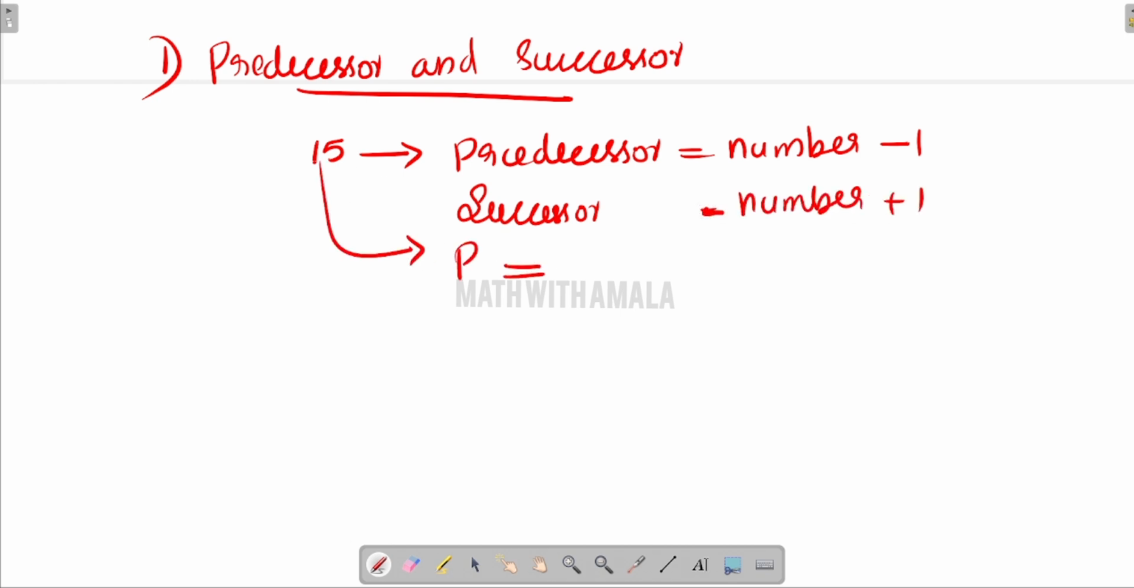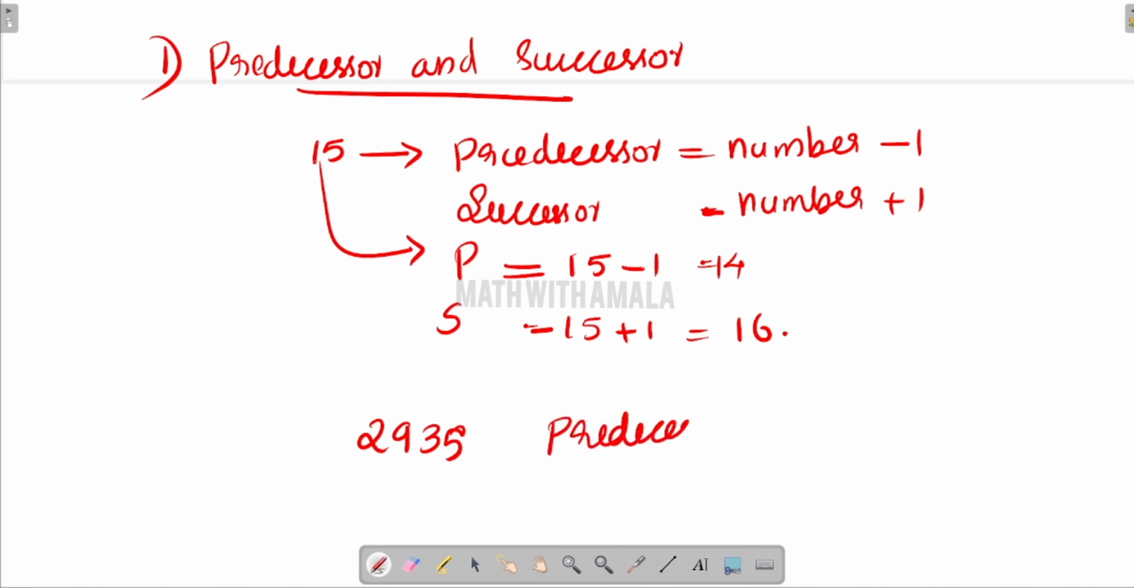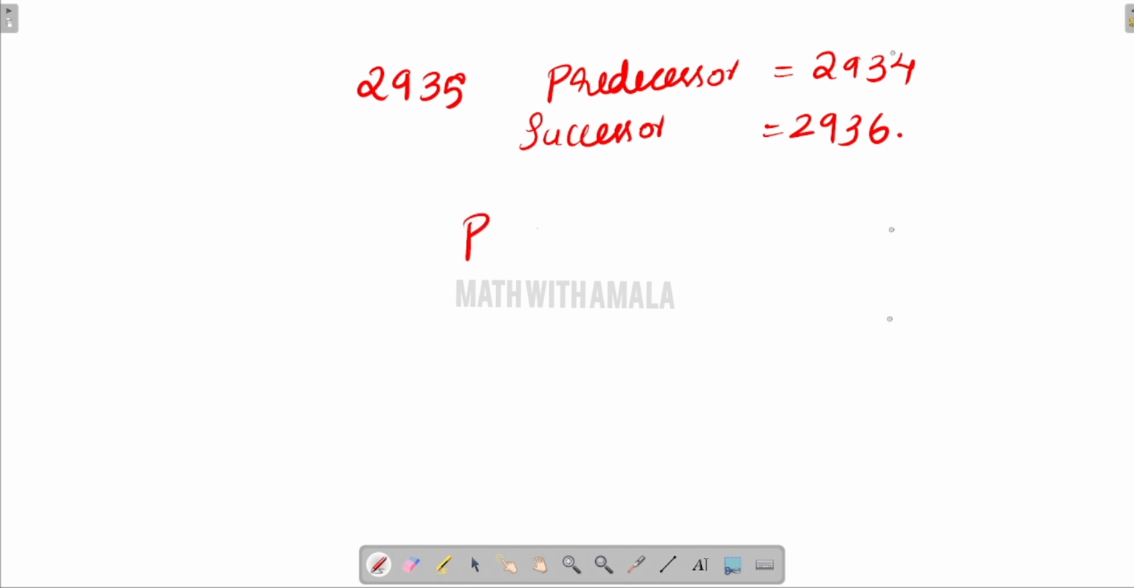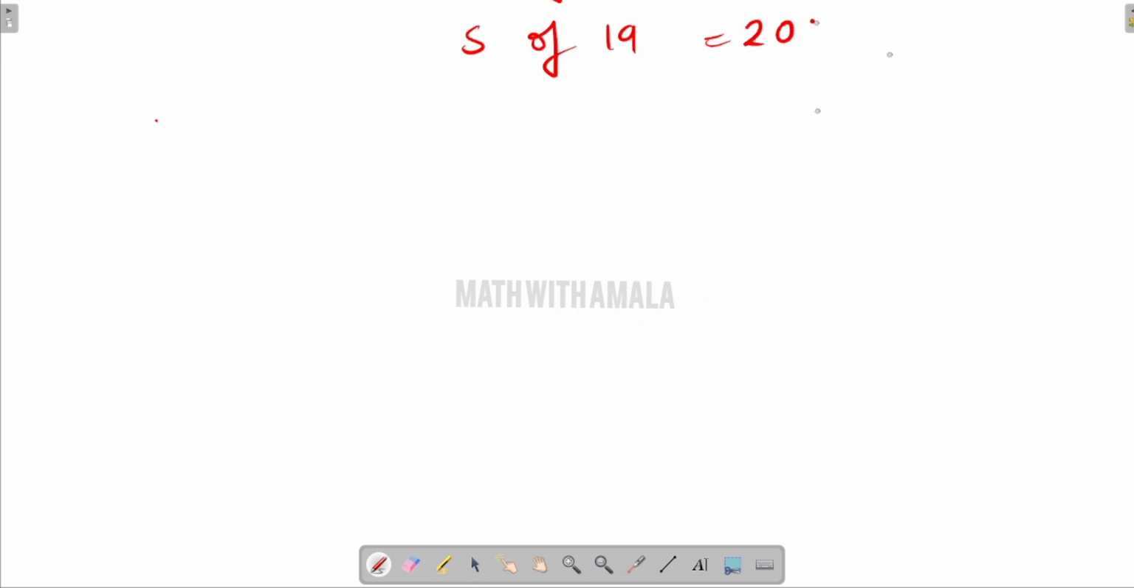So the number is 15. The predecessor of 15 is the number minus 1, 15 minus 1, that is 14. Successor equals 15 plus 1, that is 16. So these are the predecessor and successor of a particular number. Let's take an example, 2935. Its predecessor is of course 2935 minus 1, that is 2934. Next, the successor of the same number is 2936. Next, the predecessor of 19 is 18. Successor of 19 is 20. So in general you can say it comes like 18, 19, 20 in an order.